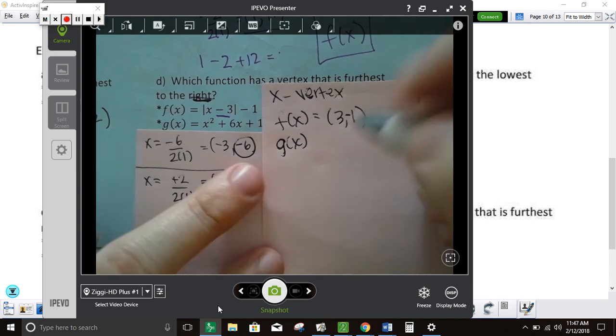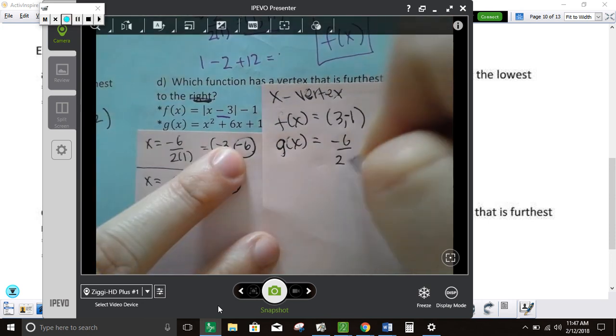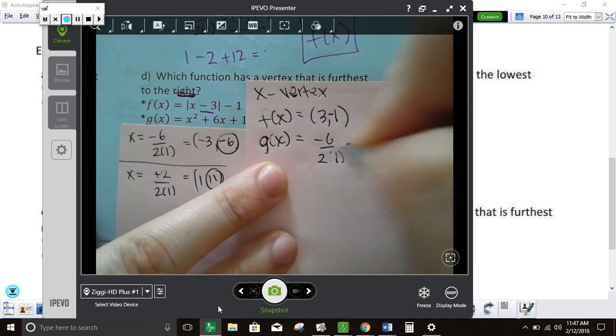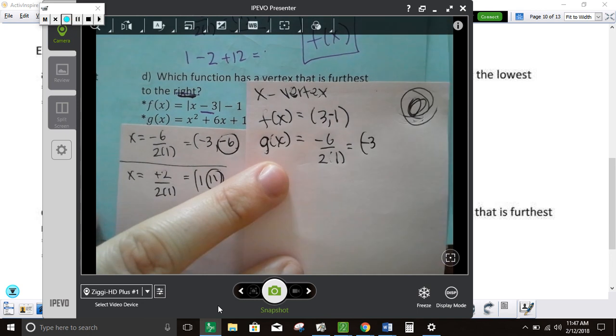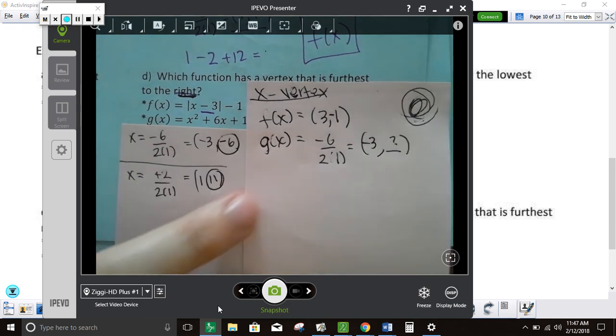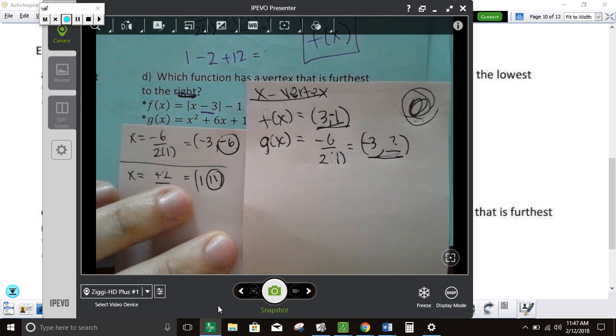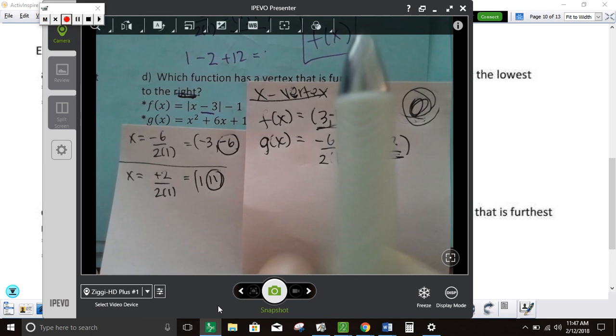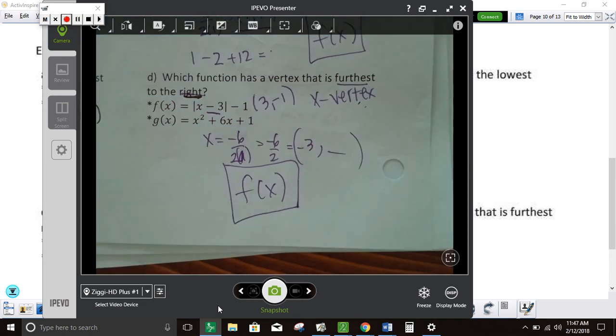The g function, if I use the -b over 2a, that would be -3. Do I even care about this part of the vertex? No, because I'm looking for the x part of the vertex. Which one of these vertices is further to the right? The first one, the 3, right? So my f function is further to the right. If you were to graph those, you should see that the one is further to the right.